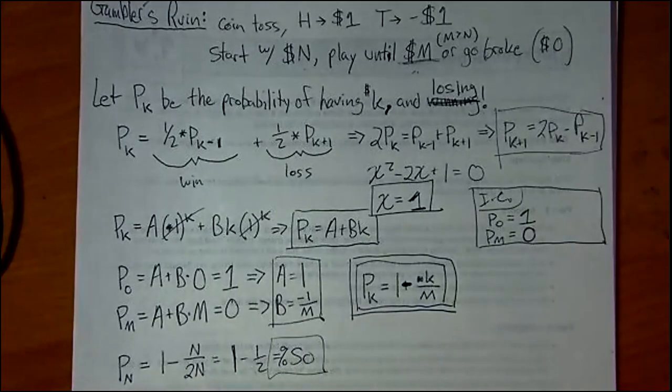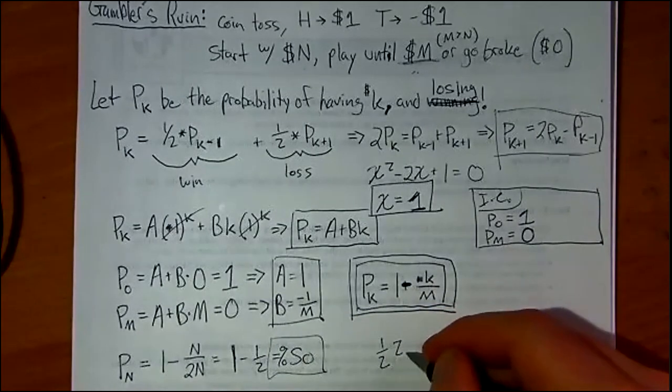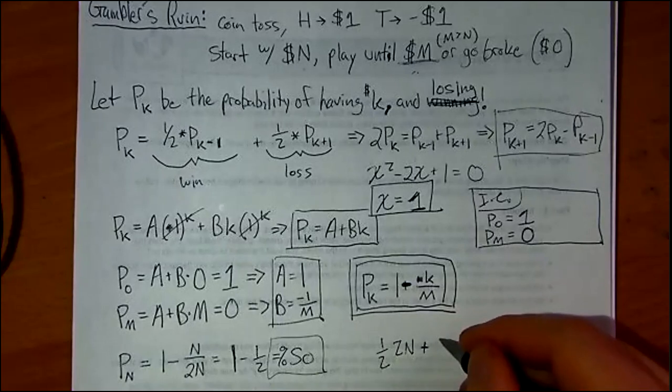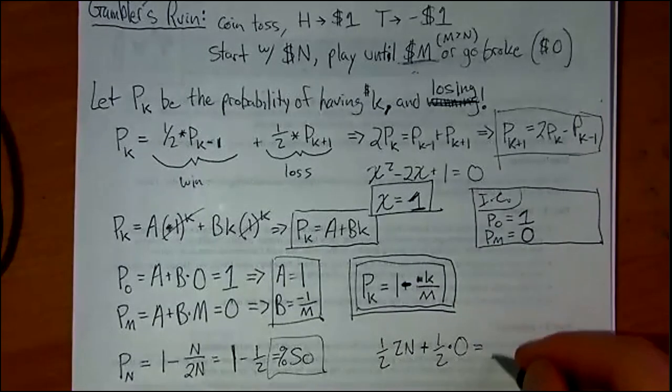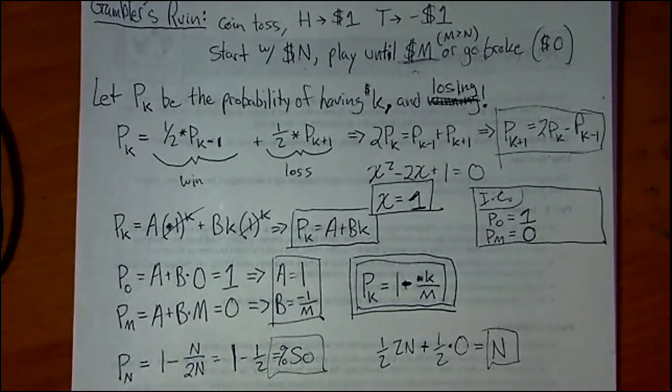And if you find the expected value from that, you have a 50% chance of getting double your money, plus a 50% chance of getting $0 going broke, which of course gives you back the n dollars you started with because it's a fair game. So the expected value of playing is that you'll maintain however much you started with, because it's fair. You're just as likely to win as you are to lose.